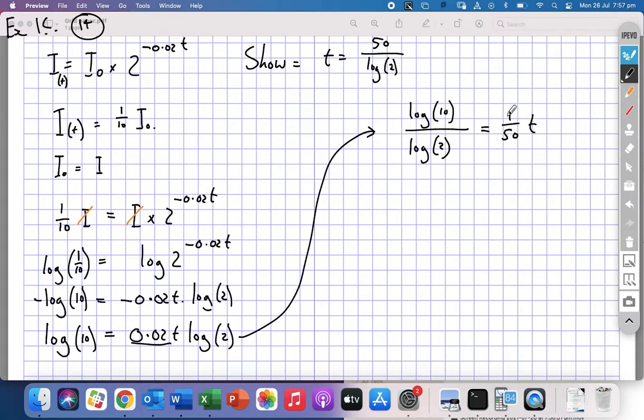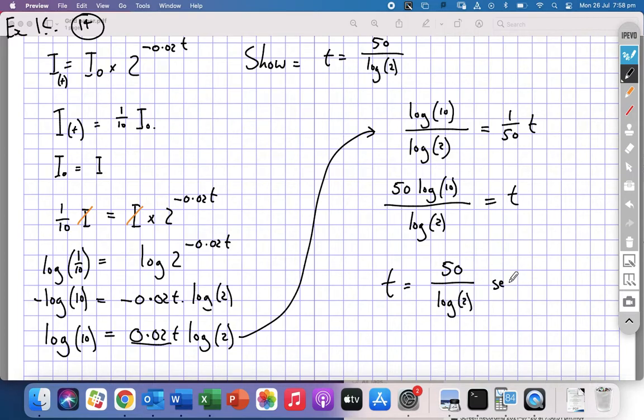So we've got divide by 50 over here. We need to have t by itself. We're going to have to multiply by 50 both sides. So we get 50 log 10, right? But, you know, what's log in base 10 of 10? It's 1. I think we've done this enough. 10 to the power of 1 equals 10. Right? It's saying what power of 10 do I need to get 10? The power of 1. So this time is just 50 on log 2.